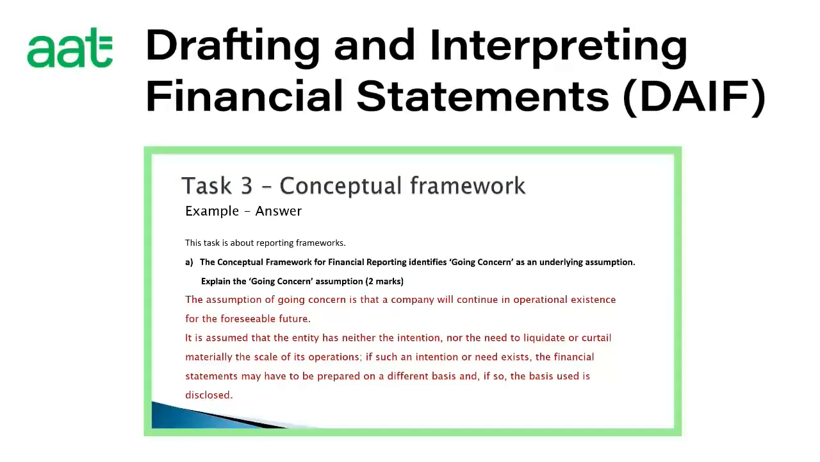Now, I've given you the full answer here. The assumption of going concern is that a company will continue in operational existence. What do I mean by operational existence? That it will continue to trade. So, in other words, when we produce our financial statements, we are assuming that that company will still be there in 12 months time, still doing what it does now, still selling those products or providing those services that it is now. How long for the foreseeable future?